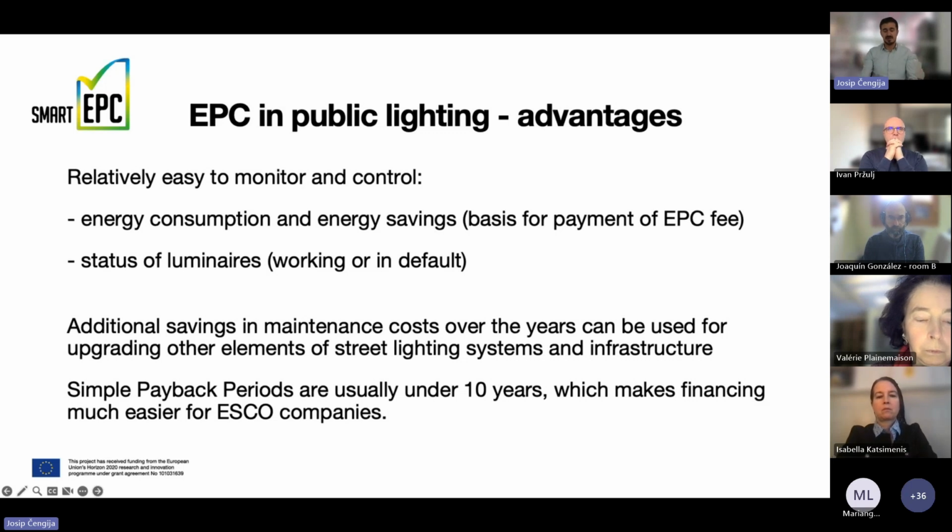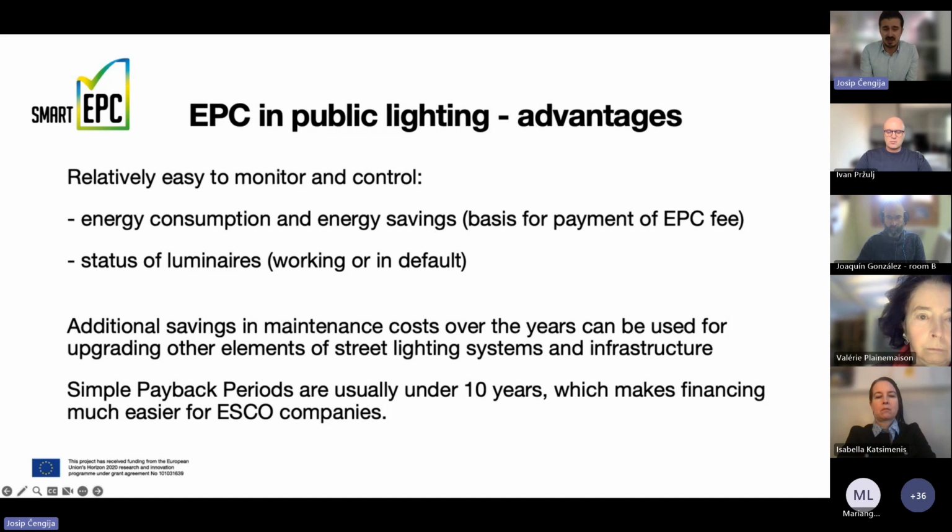So, in public lighting infrastructure, it's quite easy to see whether the quality of the service is provided under the functionality of the main service, and that is providing light on public surfaces. So it's quite easy to monitor, it's quite transparent, and it's easy to verify that everything is okay.